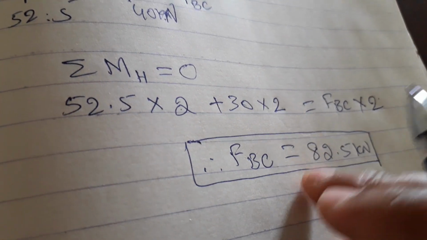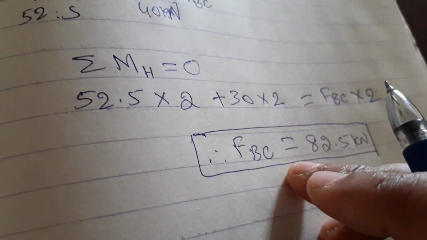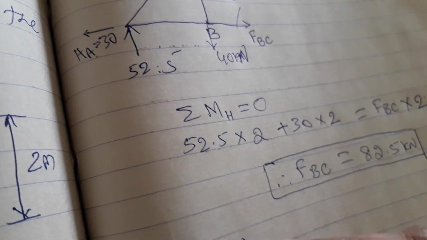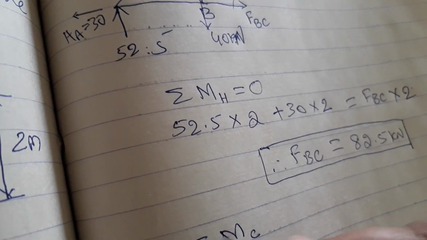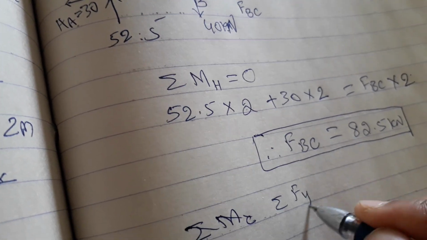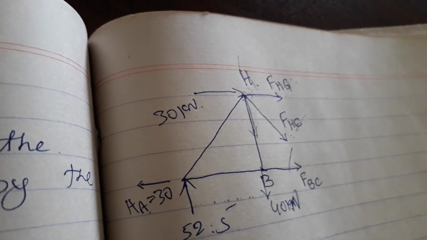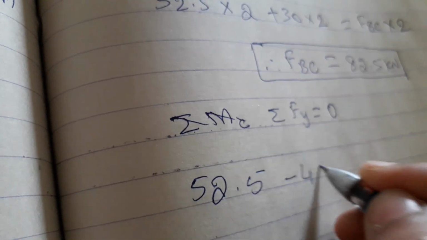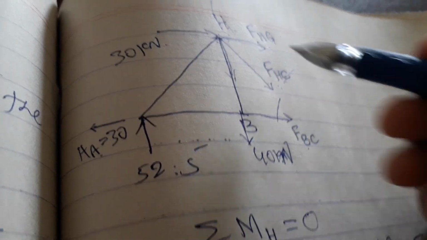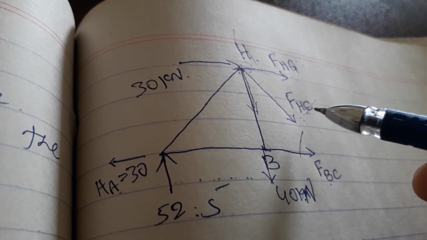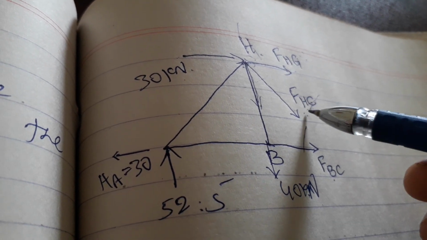So FBC we have done. Now we will take sigma MC is equal to 0, or you can take sigma Fy is equal to 0 first. Sigma Fy is equal to 0. So all vertical forces we have to consider. Here we have 52.5 upward, and 40 is acting downward, so minus 40. Then 30 is horizontal, this HA is horizontal, FHG is horizontal, FBC is horizontal. So we are left with FHC, and that too the vertical component only.